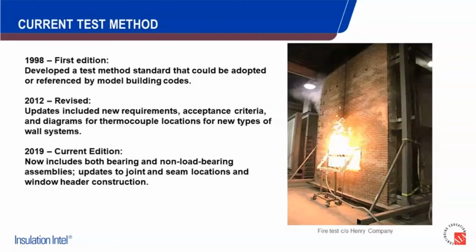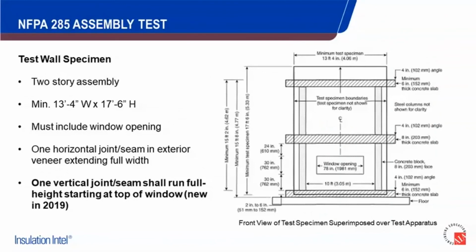Again, the latest version is 2019. There was a 2006 version as well, but these seem to be the ones that had some prominent changes that the industry had to take notice of. Especially the last one, which we'll talk about a little more, the final bullet: updates to joint and seam locations and window header construction.